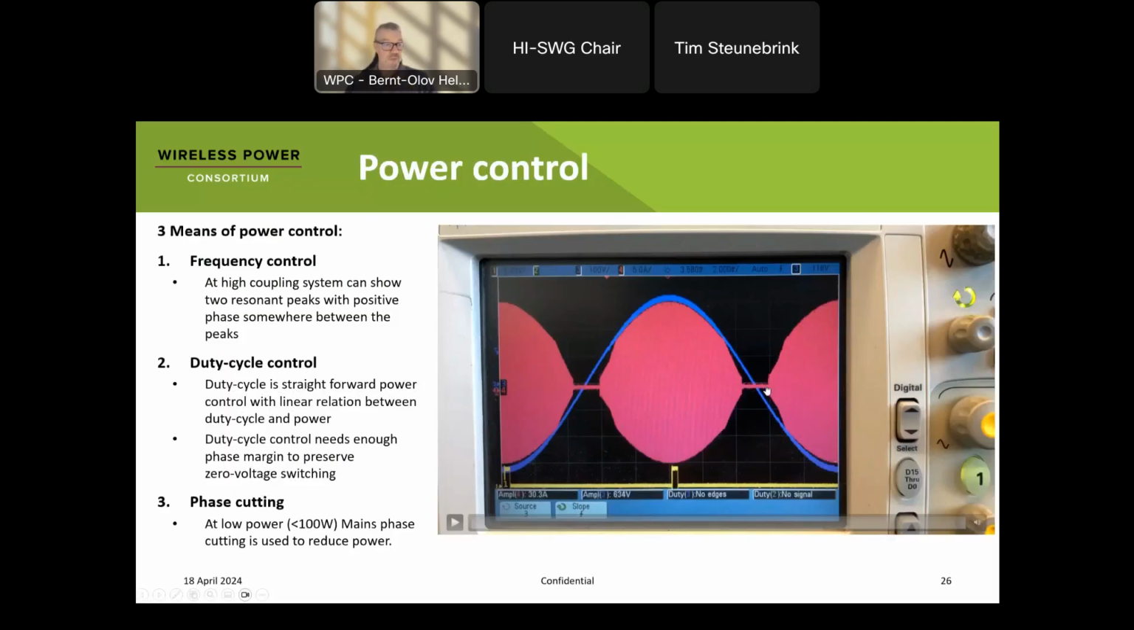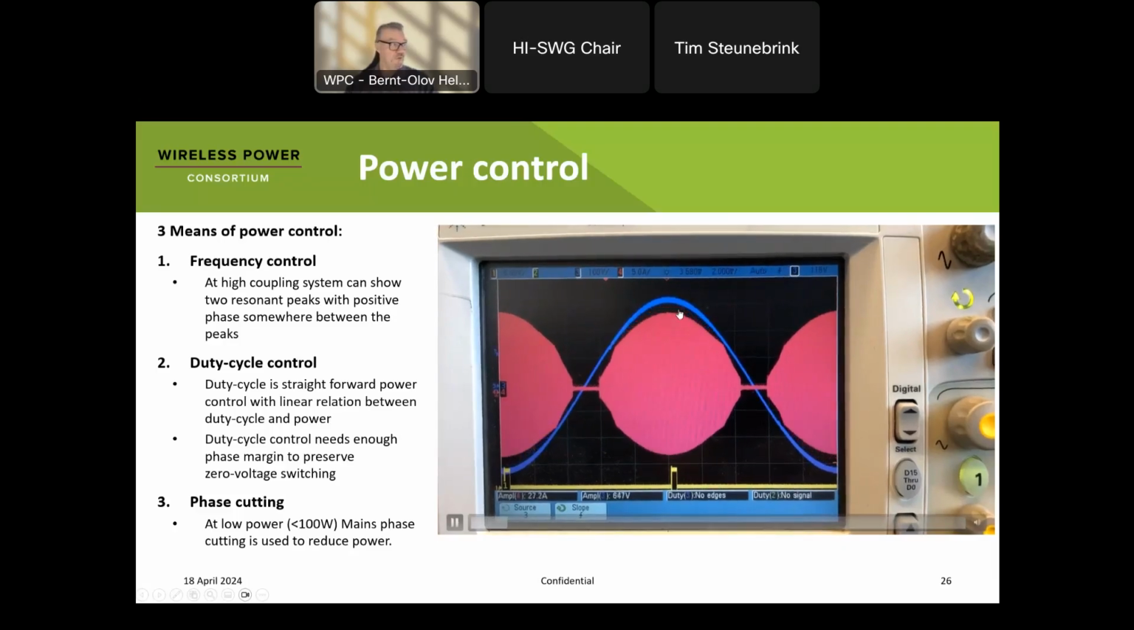First it will show frequency and duty cycle control down to about 100 watt, where we change to duty cycle, and that will be very obvious. And then it goes back from duty cycle via frequency control and last duty cycle to get up in power again.